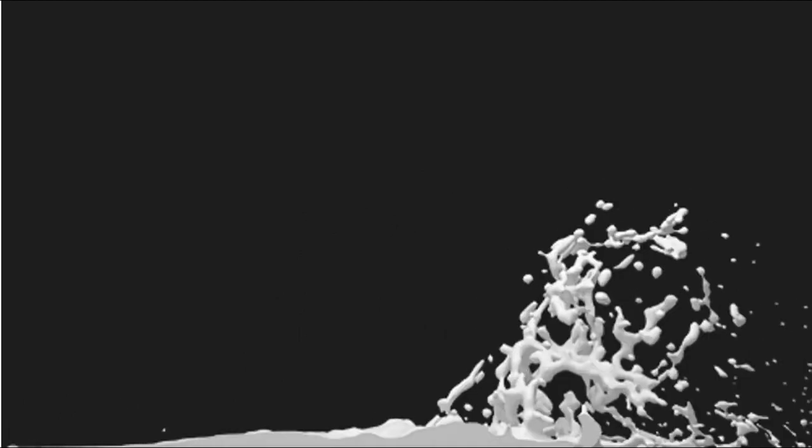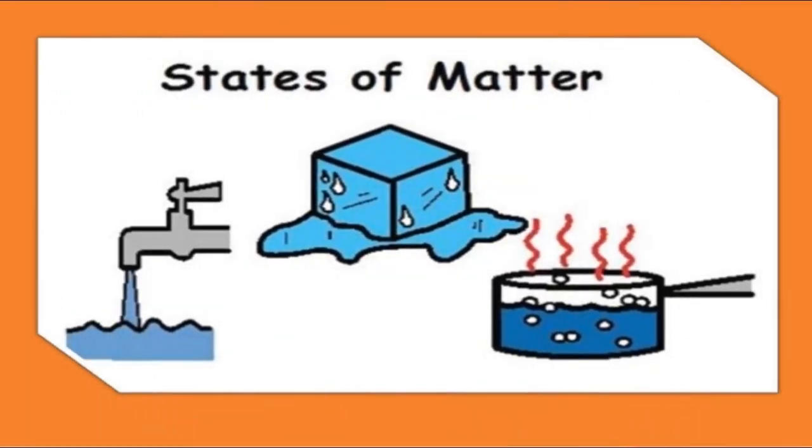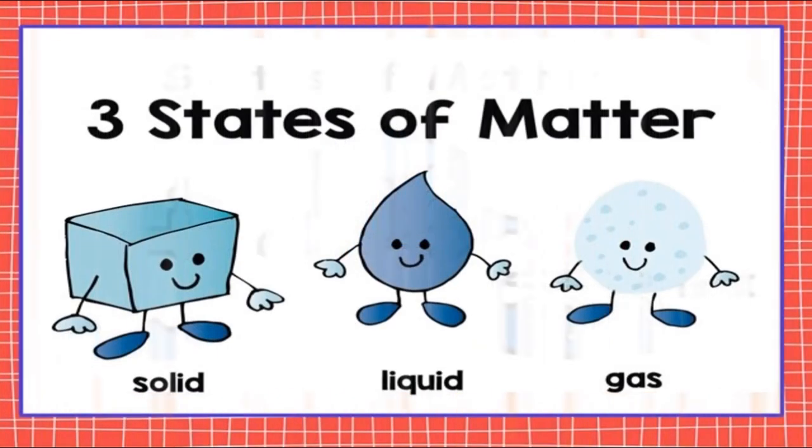Now let's learn solid, liquid, and gas. These are the three states of matter. We have solid, liquid, and gas. We will learn them one by one so that you will understand how these different states of matter differ from each other.